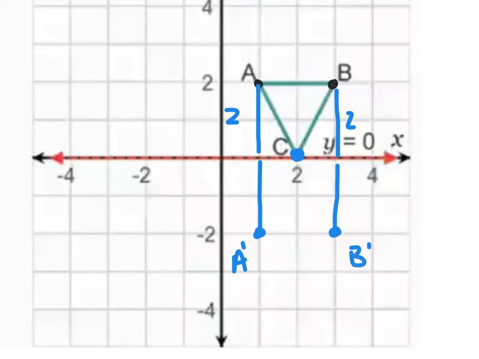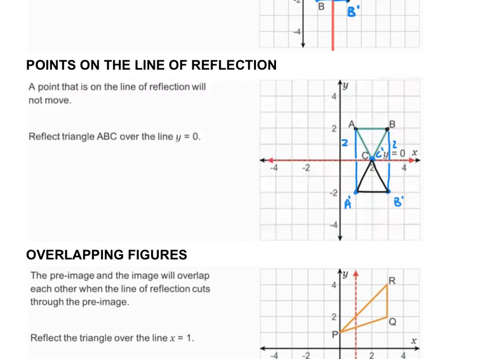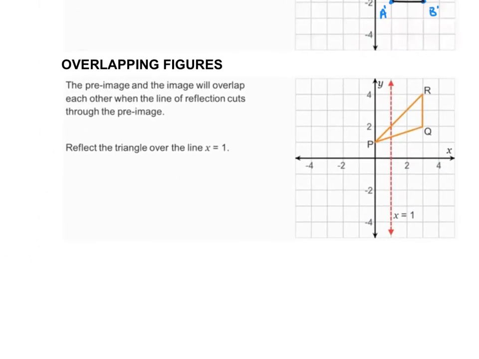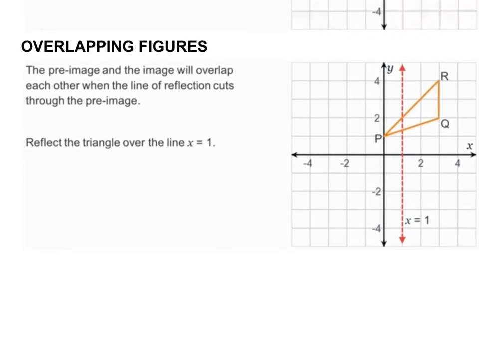Now, because C is on my line of reflection, I can't reflect it over that line, and so it just stays where it's at. And this is also going to be C prime. And so then I connect my points and draw my triangle, and I have a reflected image across that line of reflection. And sometimes you have overlapping figures, all right? So notice here how the line of reflection goes through this figure here, triangle PRQ, okay? So the preimage and the image will overlap each other when the line of reflection cuts through the preimage, and that's what's going on here.